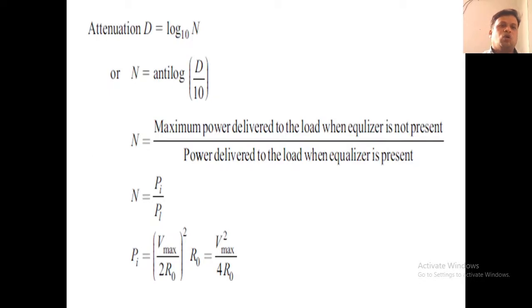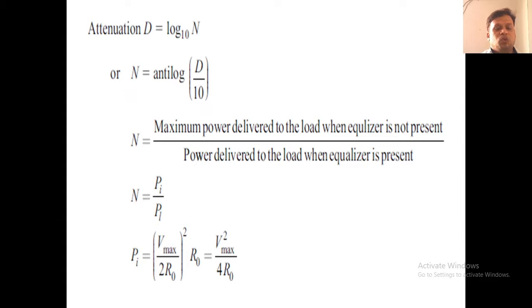Attenuation D is equal to log n to base 10. If you want n, n is equal to antilog of D by 10. This is the equation, n is equal to antilog of D by 10. Now n is equal to the maximum power delivered to the load when the equalizer is not present, divided by the power delivered to the load when the equalizer is present. So n is equal to Pi by PL.